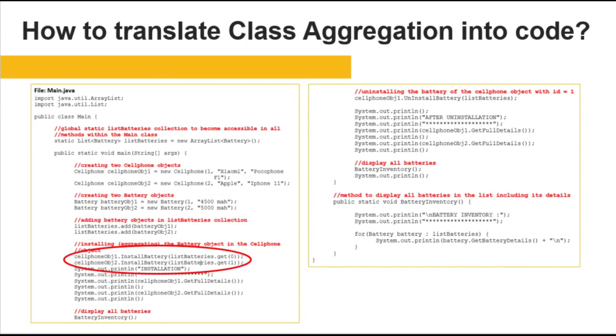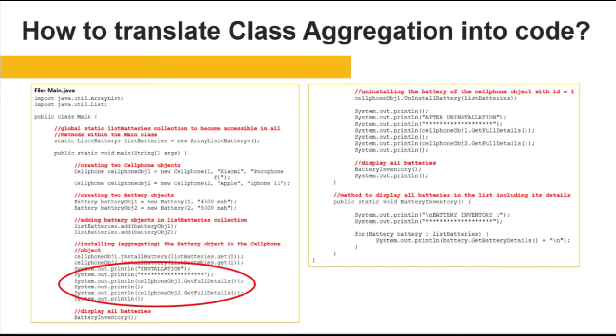To perform aggregation or temporary ownership of batteries for each cell phone object, we invoke the install battery method that will be used to assign the battery for a given cell phone object. The battery object from the list batteries at index 0 will be installed inside cell phone object 1, and the battery object at index 1 will be installed inside cell phone object 2.